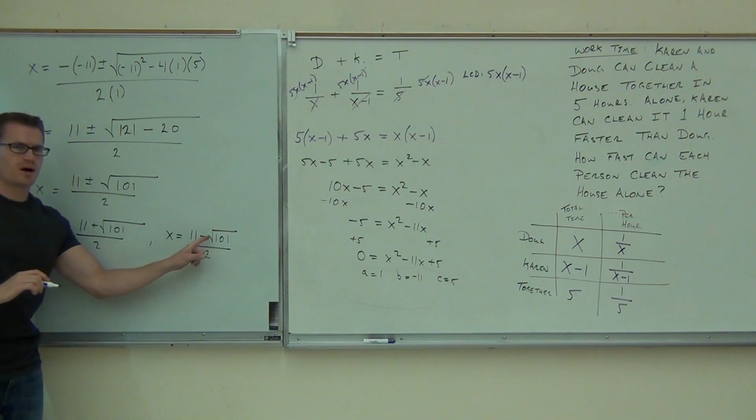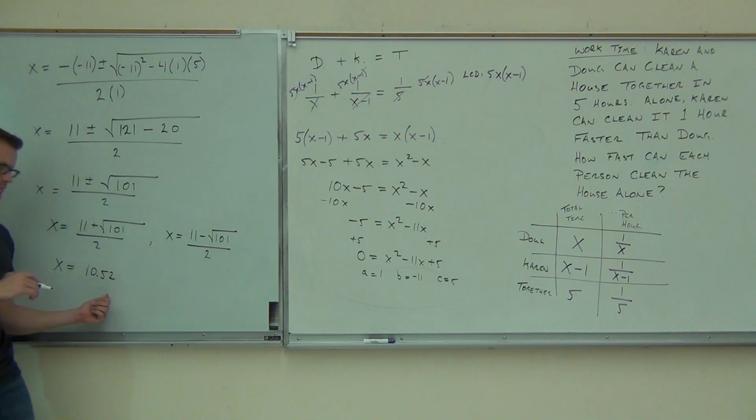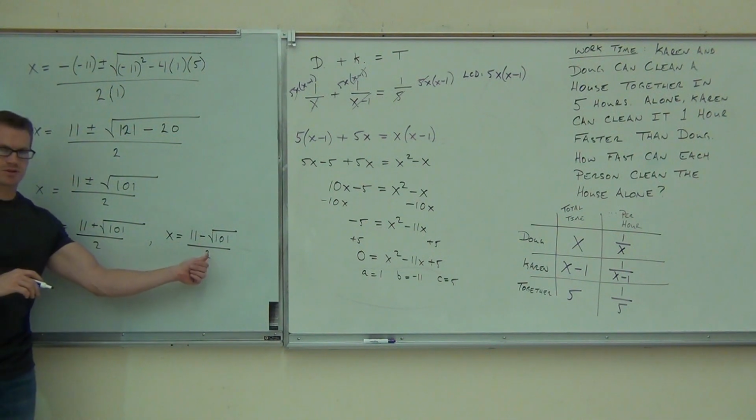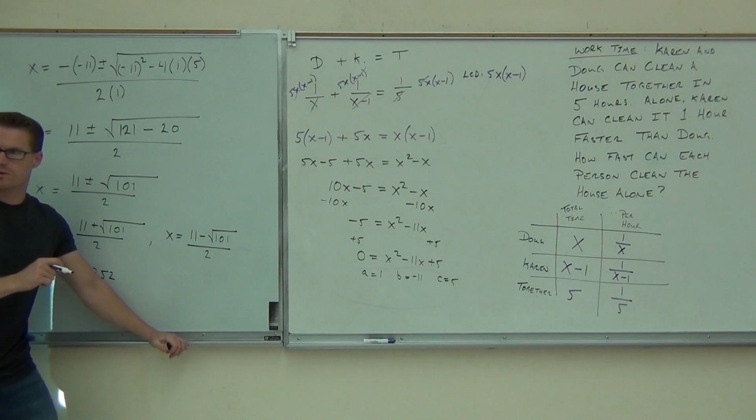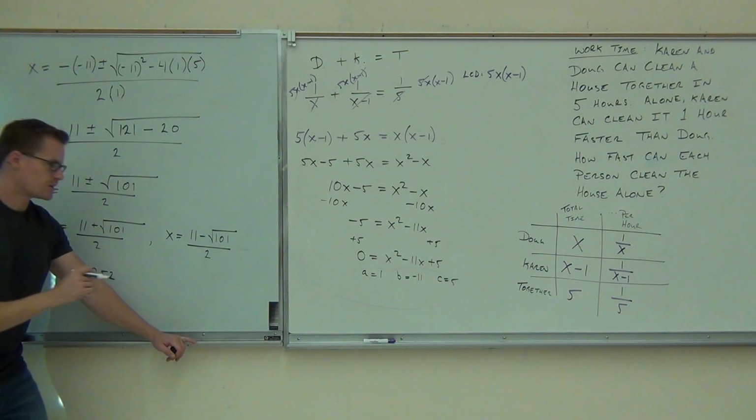Now do this one, 11 minus the square root of that. You should get point something. 11 minus the square root of 101. That's going to be less than 1. You divide by 2. 0.475. There you go.